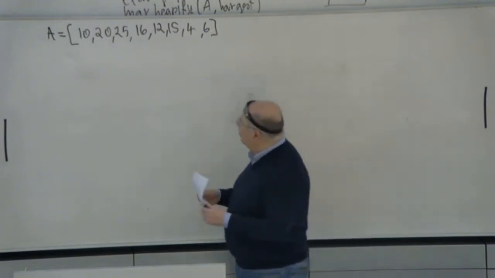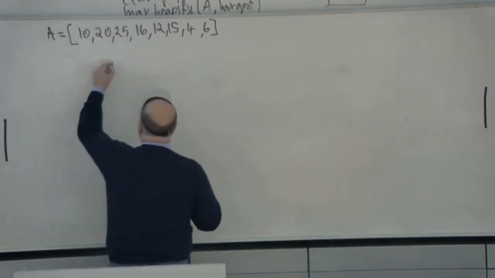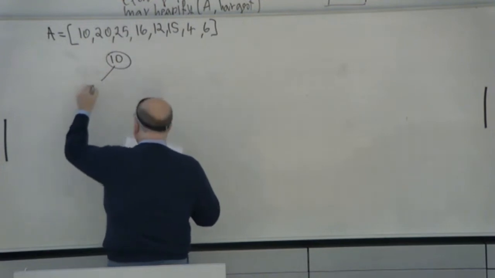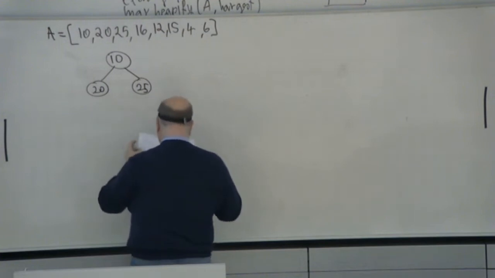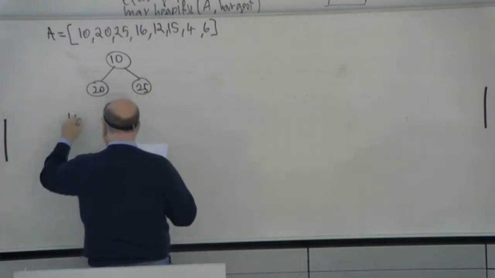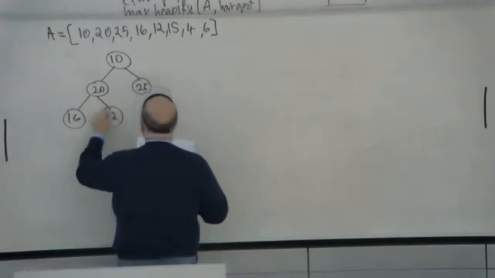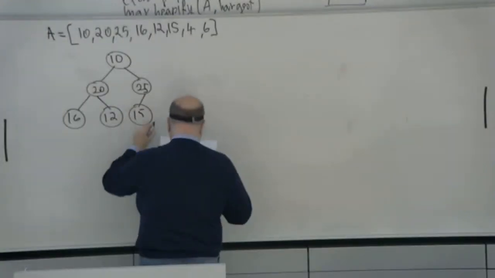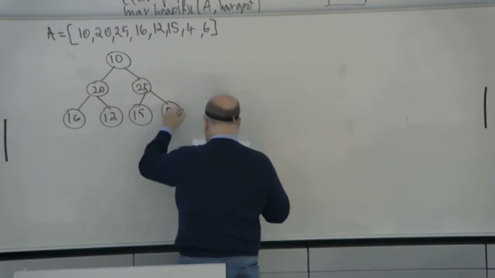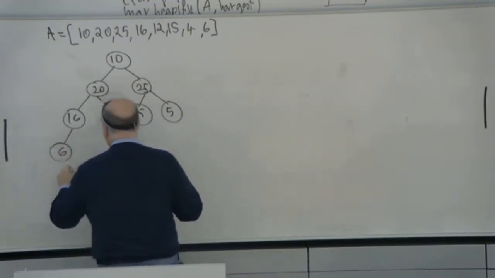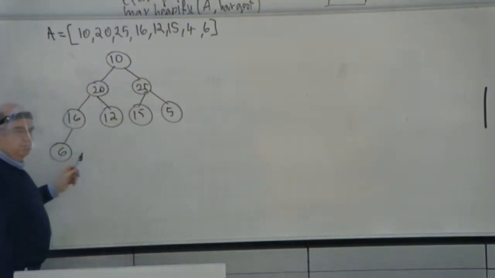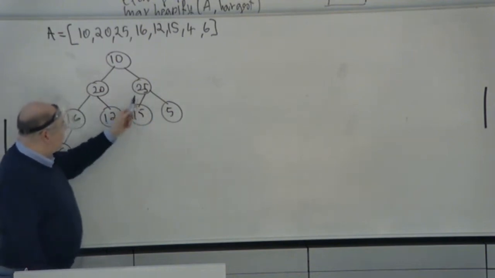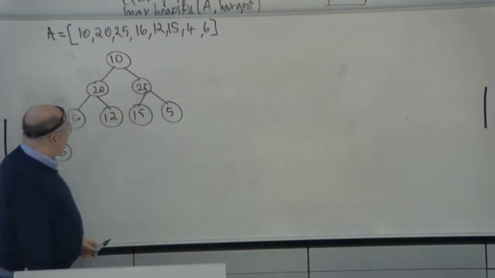It's okay? Okay, so we represented the array: it's 10, 20, 25, and then you have 16, 12, 15, and 5, and then 6. So yes, 20 is, well, this subtree is a max heap, because 20 is greater than 16 and 12, and 16 is greater than 6. This is a max heap as well. 25 is greater than 5 and 15.